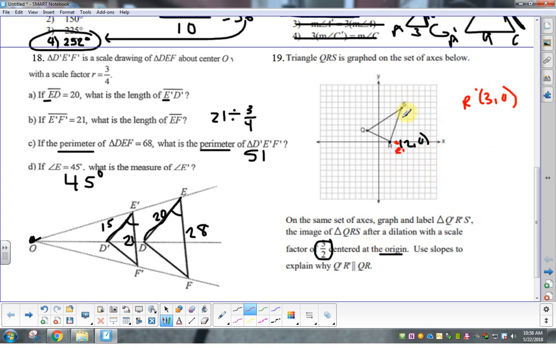Next, I'm going to do S. So S is at 1, 2, 3, 4, 1, 2, 3, 4, 5, 6. So it's currently at 4, 6. And again, I'm going to multiply both of those by 3/2. So 4 times 3/2 is 6. And 6 times 3/2, I believe, is 9. Good. So 6, 9. So there's S prime right there.